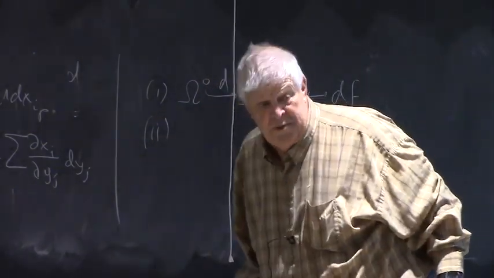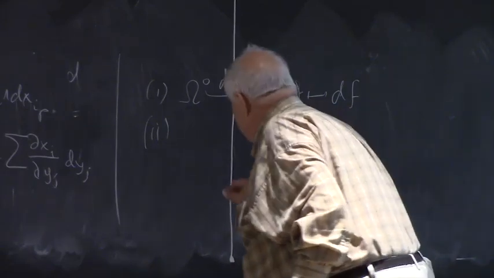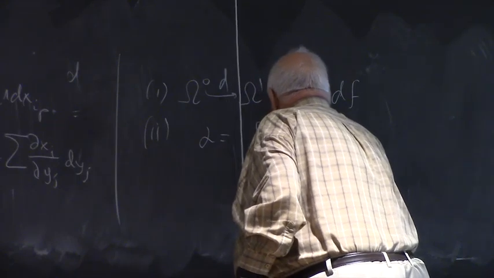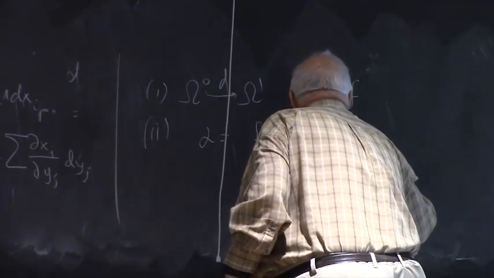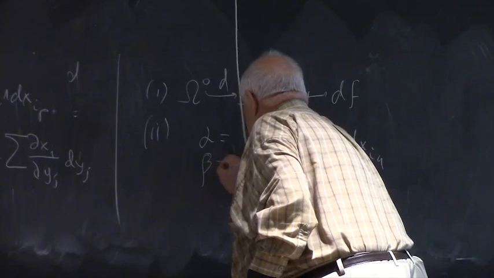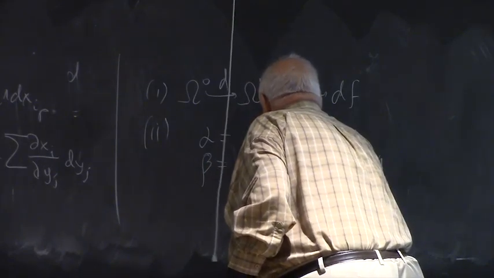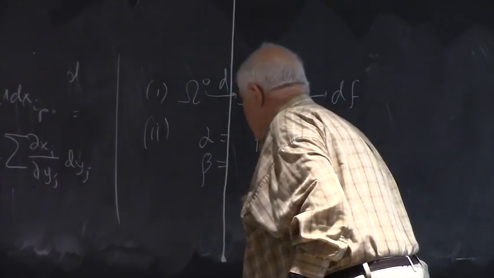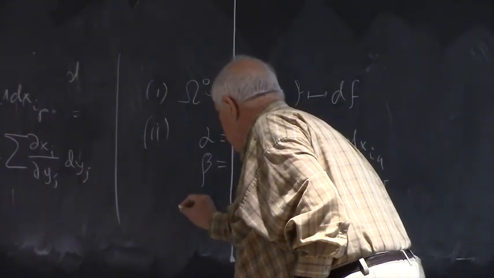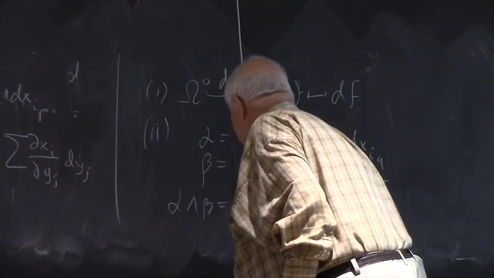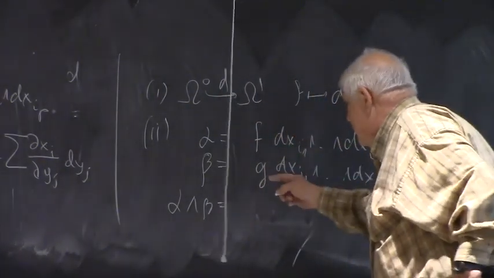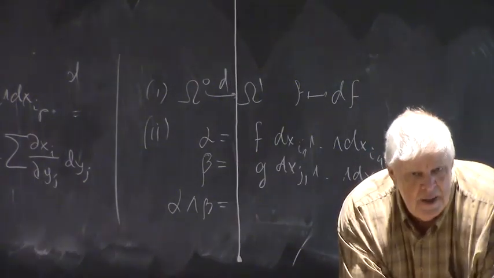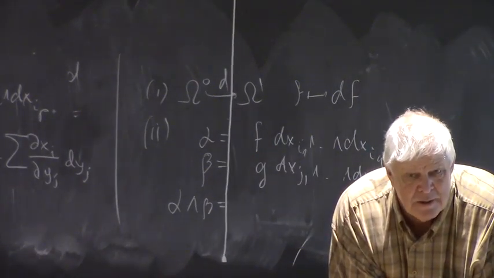We consider now two forms, alpha and beta. Let me write it. Alpha is f dx_{i1} ... dx_{iq}. Beta is g dx_{j1} ... dx_{jr}. Now I want to find alpha wedge beta. I multiply this by this. Well, g will stay here, but it commutes. Having degree 0, it commutes with differentials.